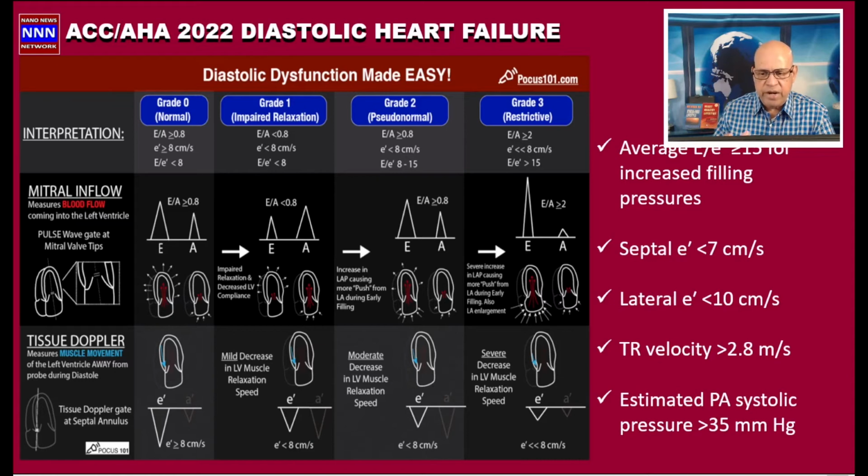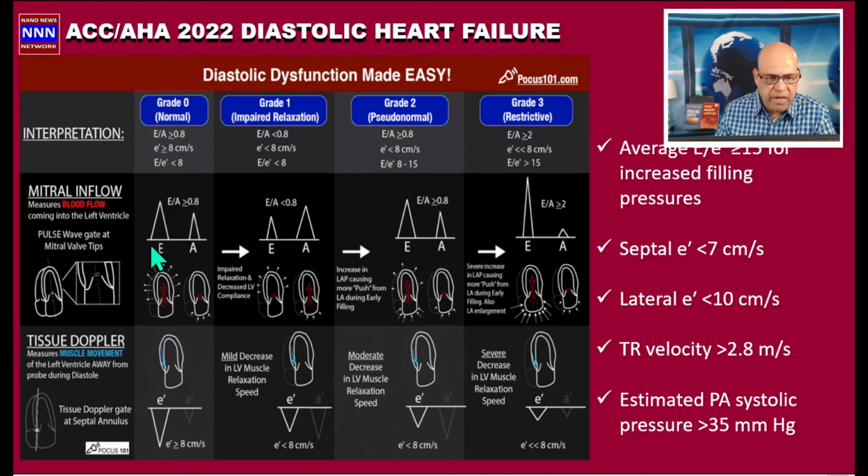The gold standard for diagnosing diastolic dysfunction is by echocardiography and by mitral flow Doppler studies. We not only do the mitral inflow pulse Doppler, we also do the tissue Doppler, measuring the tissue velocity at the medial and the lateral walls of the left ventricle.